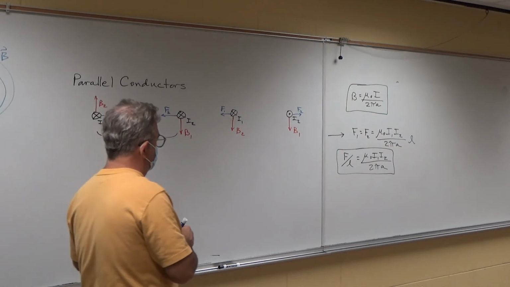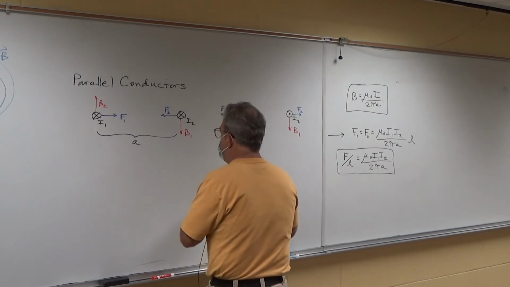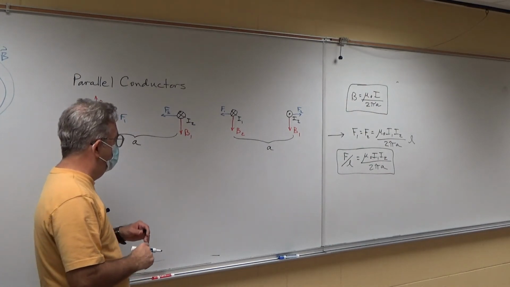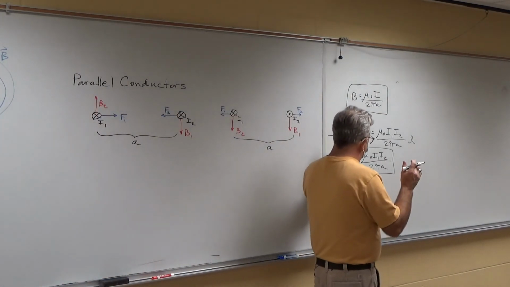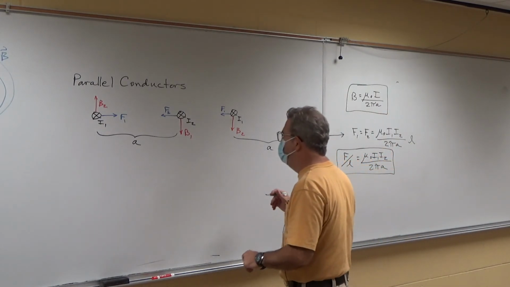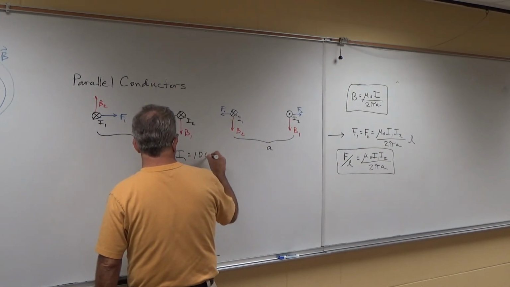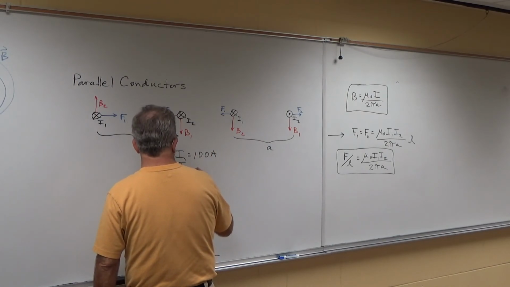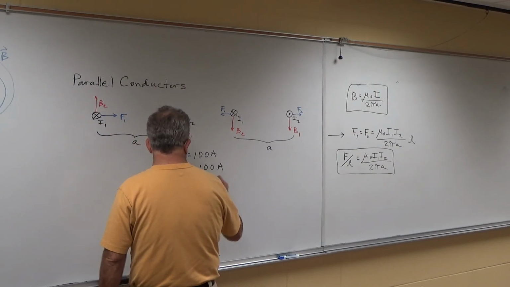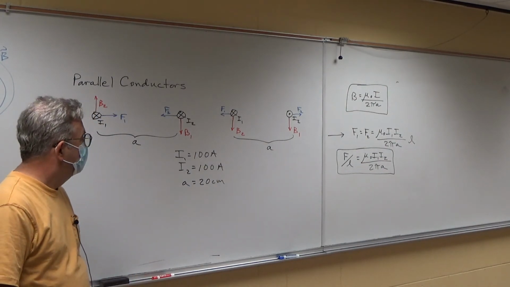Let's look at the magnitude of this force per unit length. Same calculation, this is some distance A. Same calculation that I had before. I'll give these some current that is reasonable. So let's let I1 equal 100 amps, I2 equals 100 amps, A, again, 20 centimeters. Makes the calculation really simple.